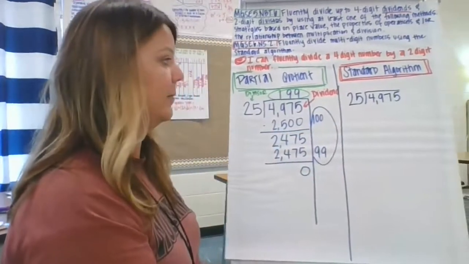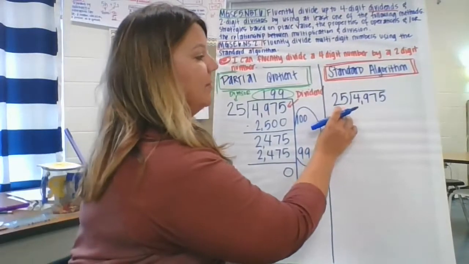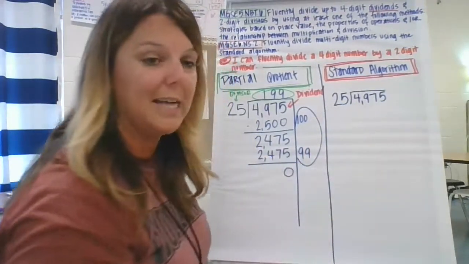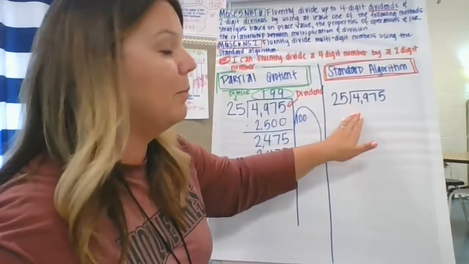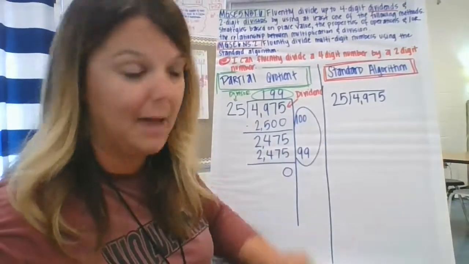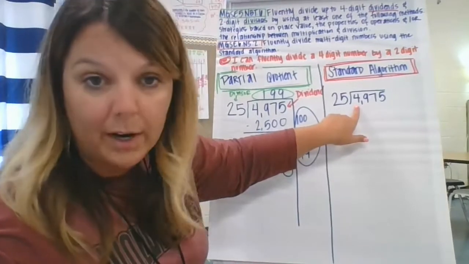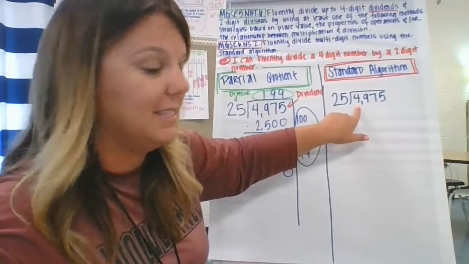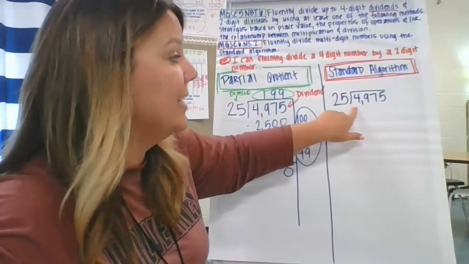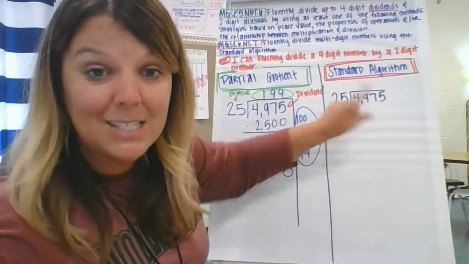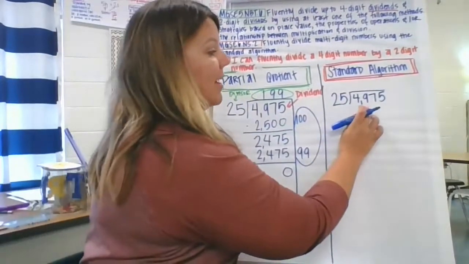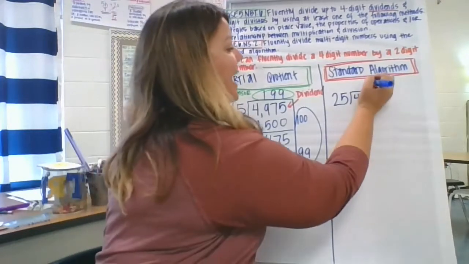Using the standard algorithm, basically, instead of thinking about the whole number at one time, I'm simply going to think about a place, one or two places at a time. So I'm going to ask myself, does the 25 go into 4? No, 4 is smaller than 25. That does not divide. Does 25 go into 49? It does one time. So on top of the 9, I'm going to write a 1.